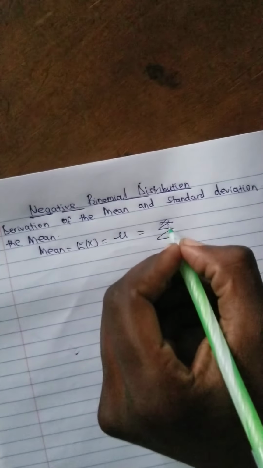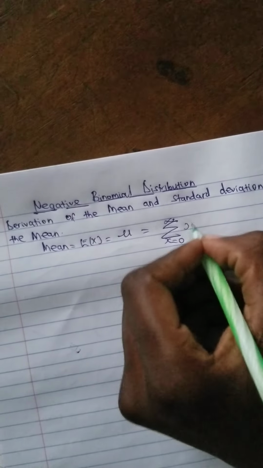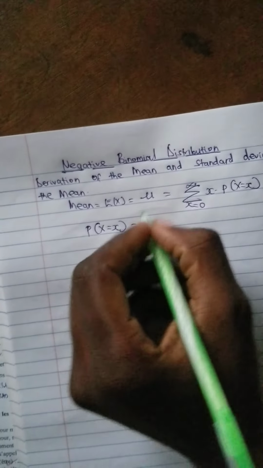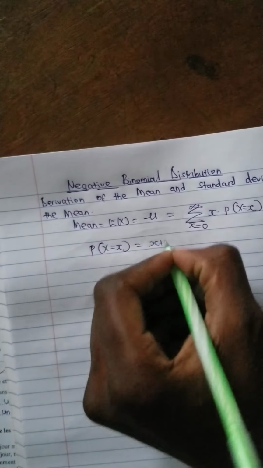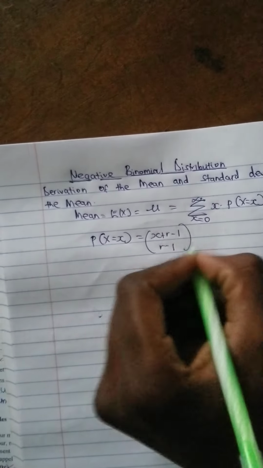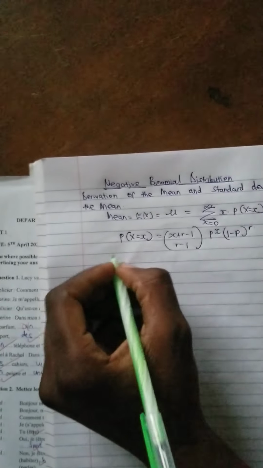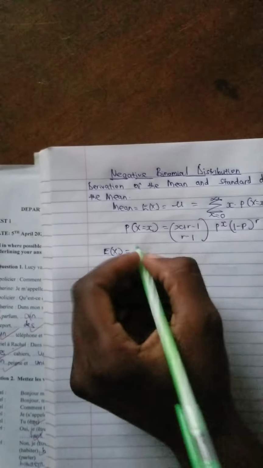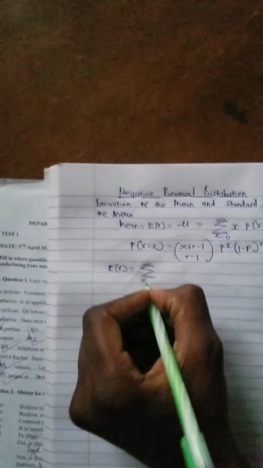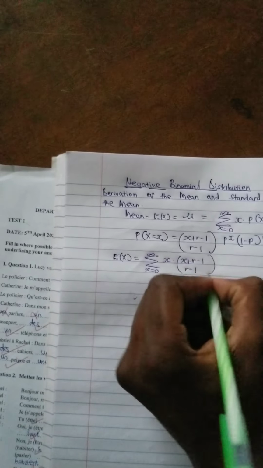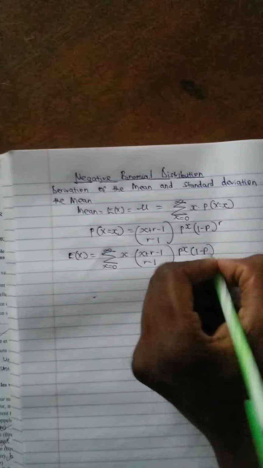the formula: the summation from x equals 0 up to infinity of x times p of x. But our probability mass function of the negative binomial distribution is given by (x plus r minus 1 choose r minus 1) p^x (1 minus p)^r. So we are going to substitute this into the formula for the mean, which is the summation from x equals 0 to infinity of x times (x plus r minus 1 choose r minus 1) p^x (1 minus p)^r.